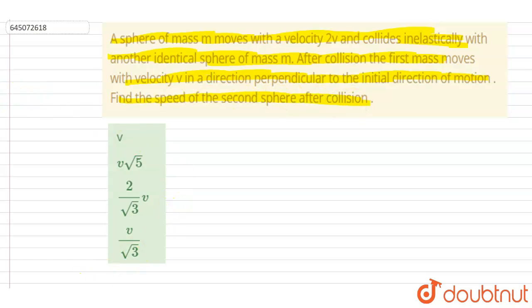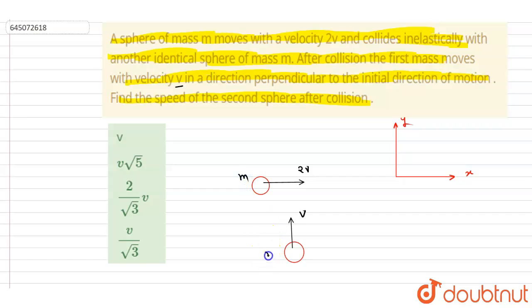So if I talk about the first sphere, initially let's say it was moving in the rightward direction. After the collision, it started moving in the upward direction, right? So if I take this as the y-axis and this as the x-axis, initially it was moving along the x-axis, and after the collision started moving along the y-axis, like this. Initial velocity direction, final velocity direction. This is 2v and this is v in a perpendicular direction.